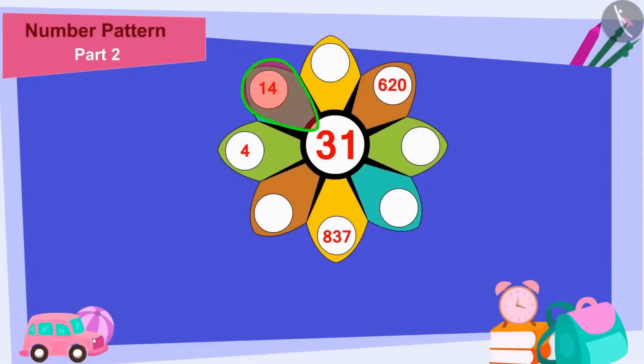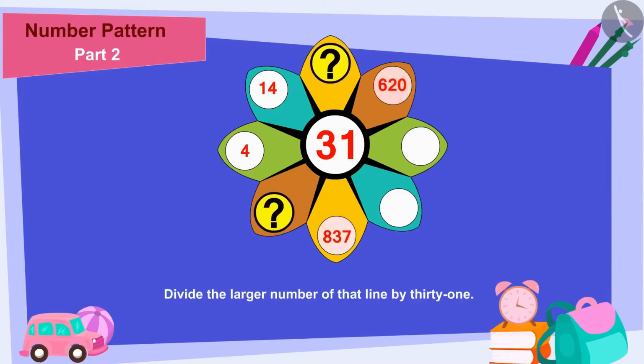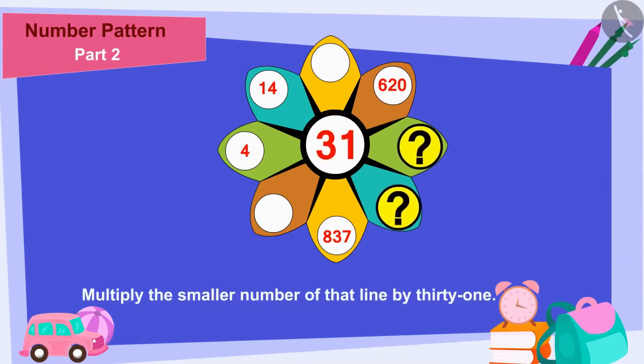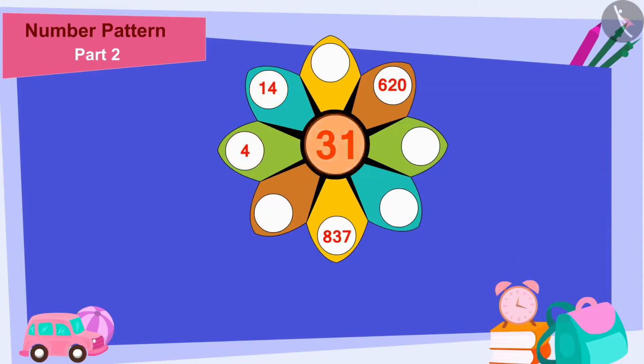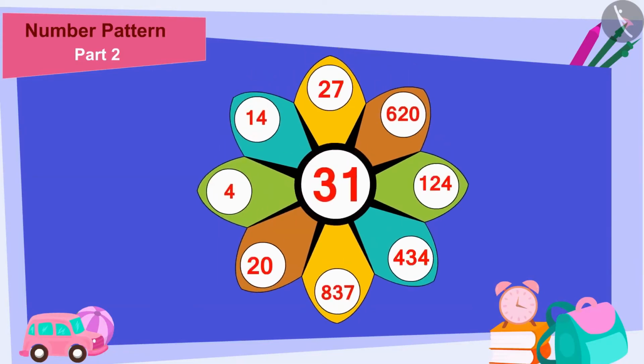There is a smaller number at one end of each line and a larger number at the other end. To find the smaller number for each line, we have to divide the larger number of that line by 31. And to find the larger number, multiply the smaller number of that line by 31. In this way, we can fill all the blanks. Well done, children. Your answer is absolutely correct.